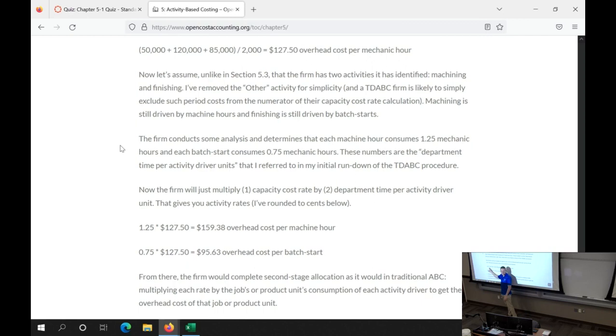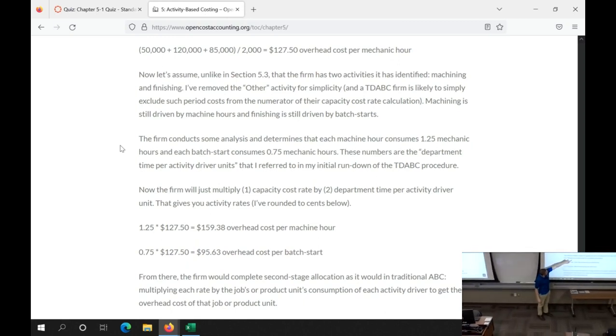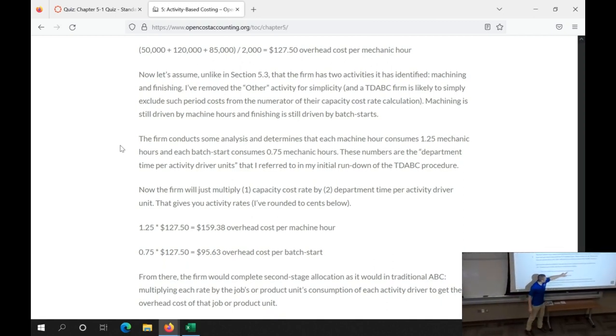I phrase it that way because that's how the problem's going to be. I'm going to give you this number. Don't worry, you don't have to go out. The questions are not going to say, pause your quiz, go out and ask this company how many things, to get this information. There's no way I can make you calculate that information. So I've got to give you this and this. So the problems end up being not that hard if you can parse what's going on. So I multiply 1.25 mechanic hours consumed per machine hour times the overhead cost per mechanic hour. I get 159.38. That's our activity rate associated with machine hour.